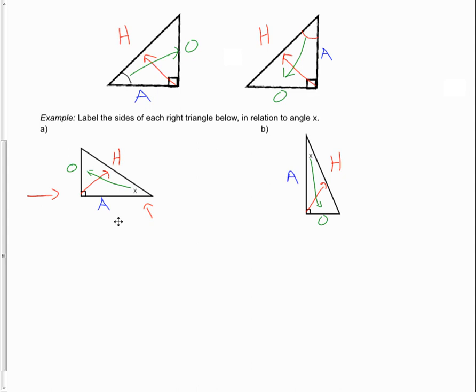The key thing in labeling triangles is that you always identify first and foremost the hypotenuse, then the opposite, then the adjacent. The hypotenuse is always across from the 90-degree angle, the opposite is always the side length across from the angle in question, and the adjacent is the third remaining side. So label it HOA.